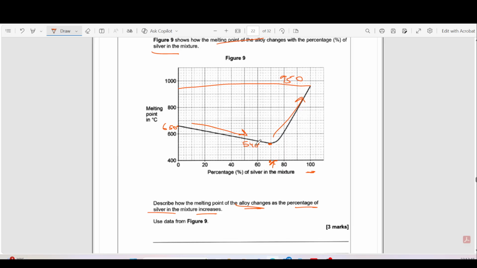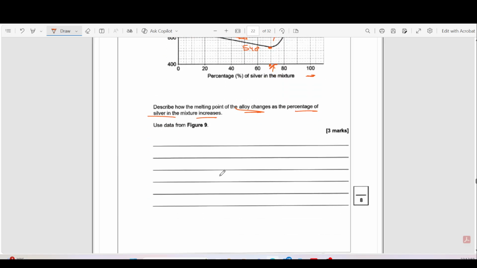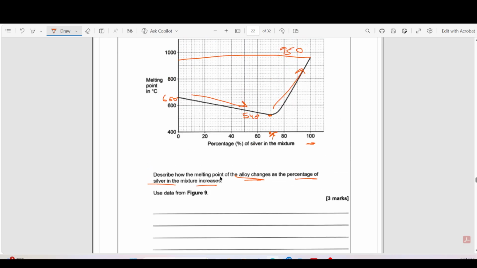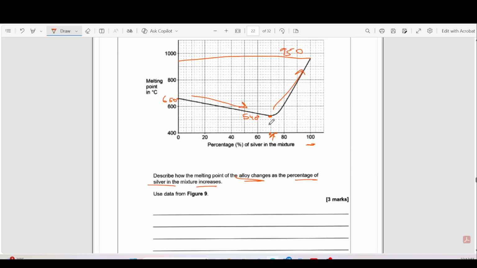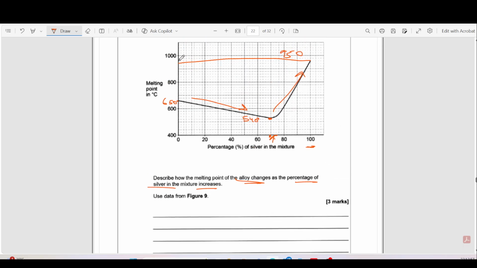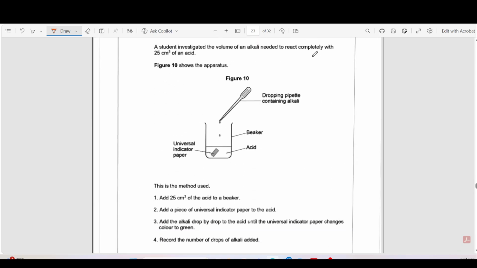So whatever I just explained, you can write this here. First you can explain how it is decreasing, it reaches here and then increases, and where this final point is.